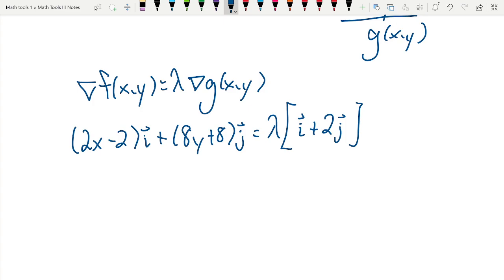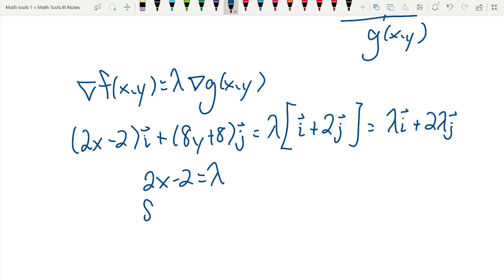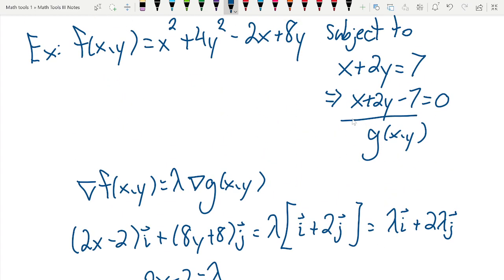So expanding this part out, we have lambda i hat plus 2 lambda j hat. Okay, so we can set the different components equal to each other then. Right, so we know that 2x minus 2 must equal lambda, and 8y plus 8 must equal 2 lambda. Okay, and now this is not enough for us to actually solve the problem. Now we need to go ahead and use this restriction as well up here.